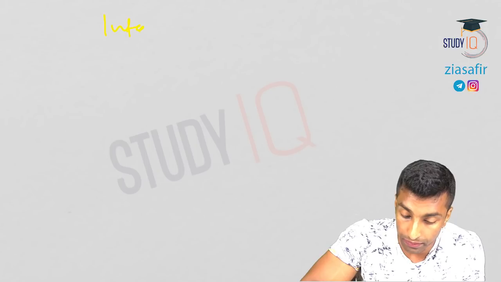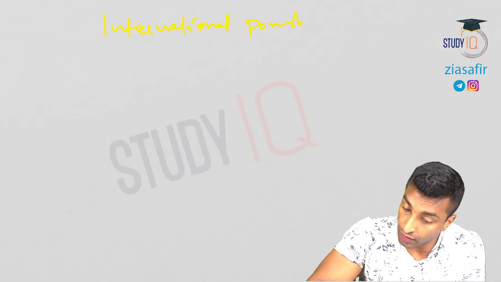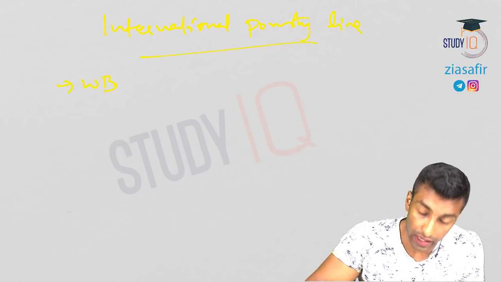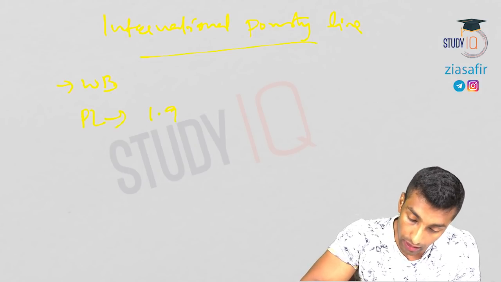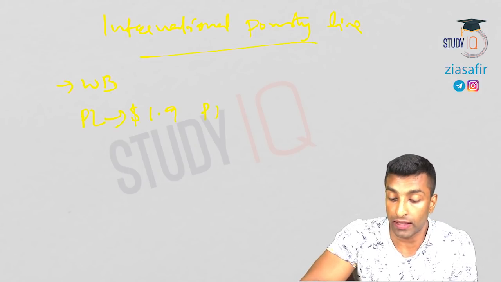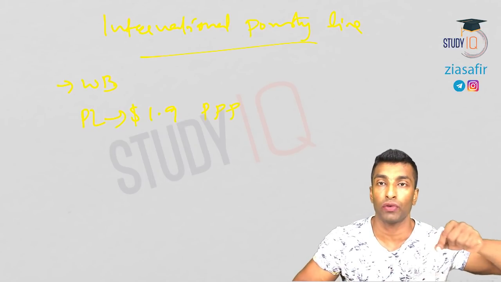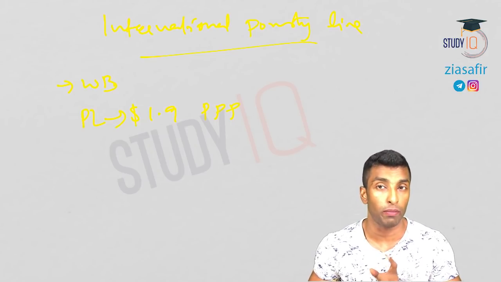The next important concept that we need to discuss is the international poverty line. Who measures this? It is measured by the World Bank. So what is the poverty line? The poverty line is $1.9 at purchasing power parity. We have already discussed this purchasing power parity. At that time also I told you the World Bank measures the poverty line on the basis of the purchasing power parity exchange rate, not the market exchange rate.